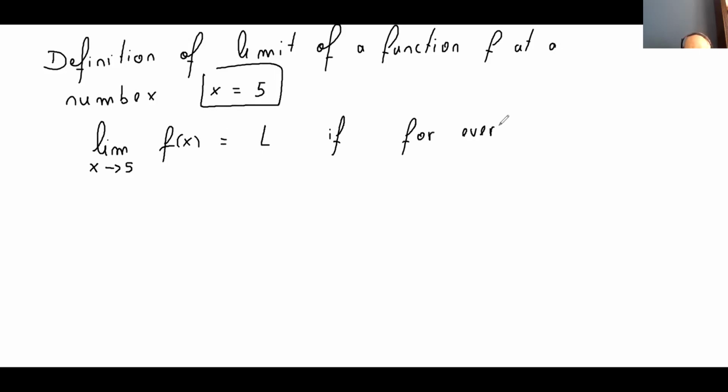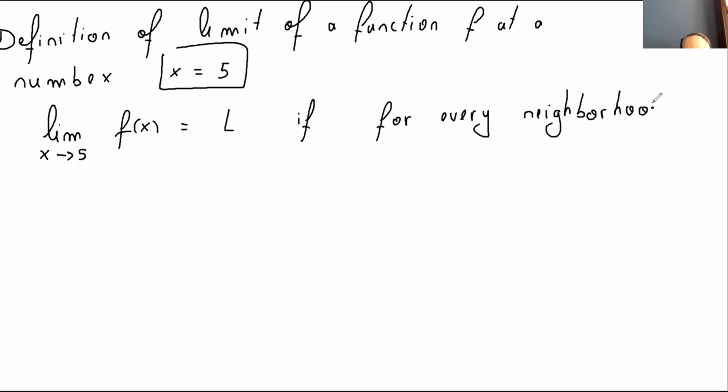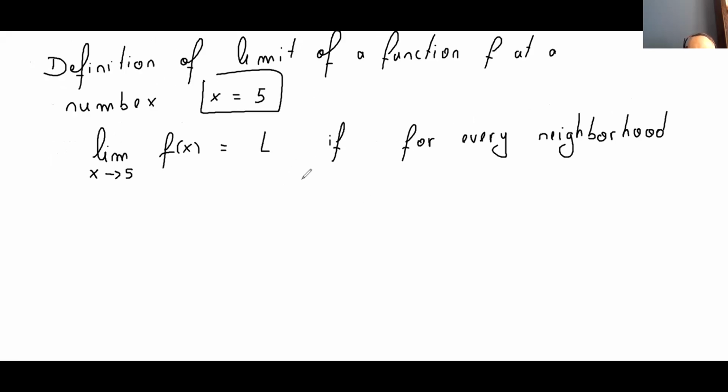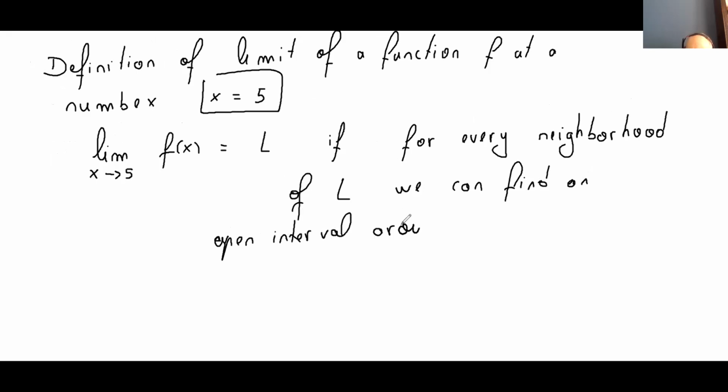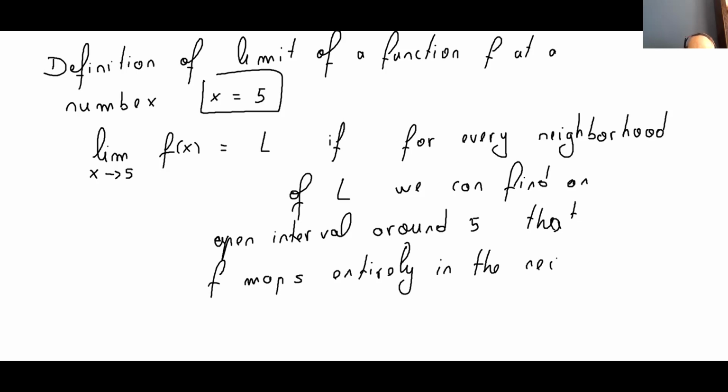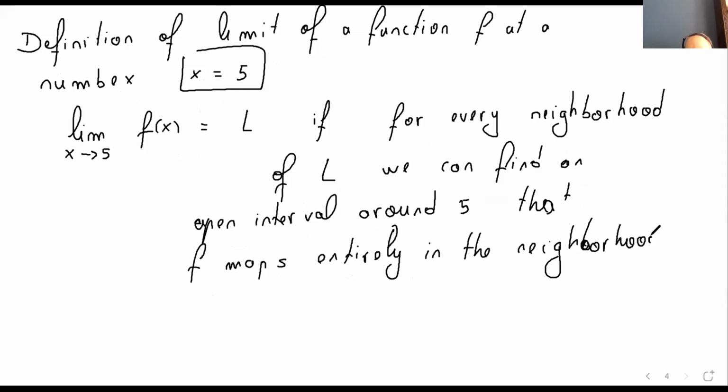for every neighborhood of L, and I'm going to define neighborhood in a second, we can find an open interval around 5 that f maps entirely in the neighborhood of L.